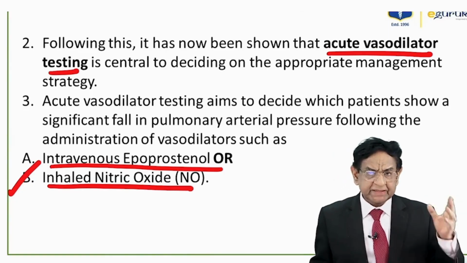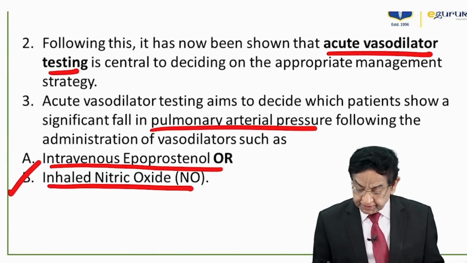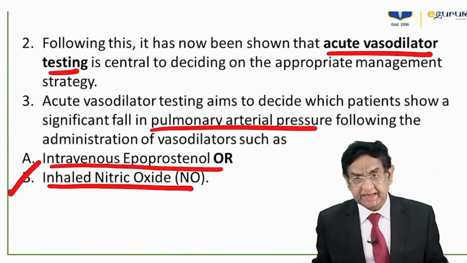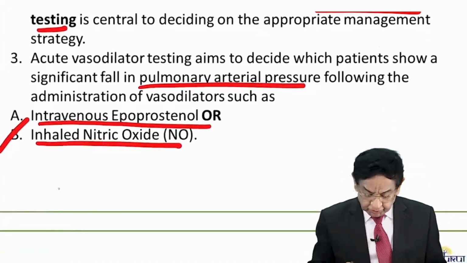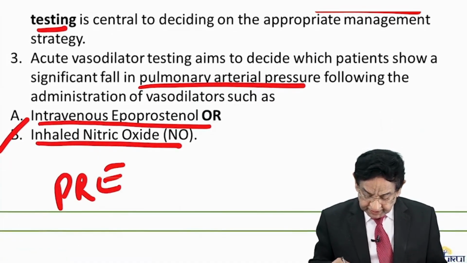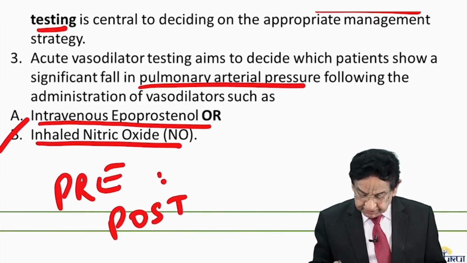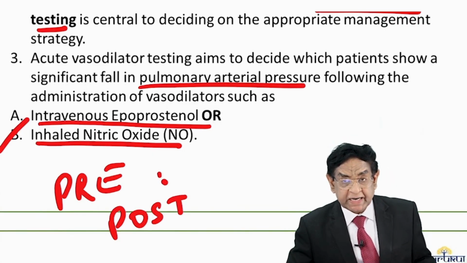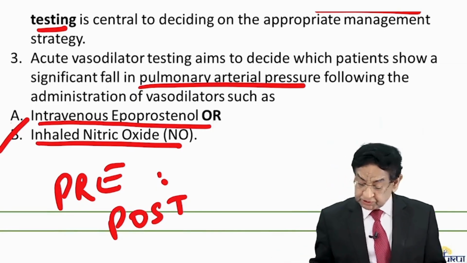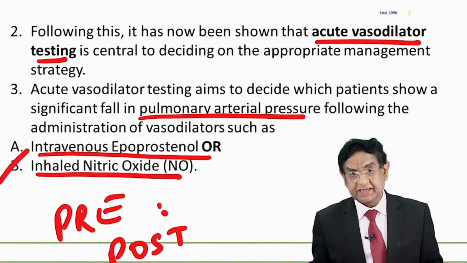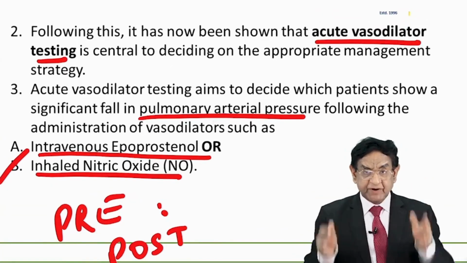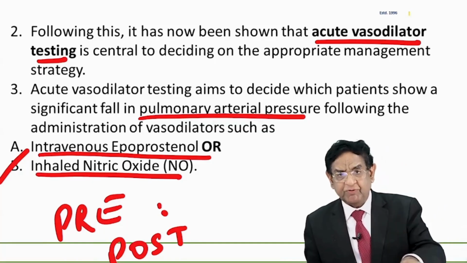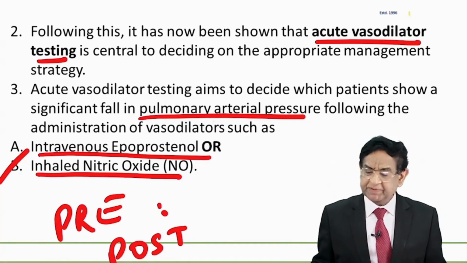So you have checked the pulmonary arterial pressure before, and you give this, and again you check the PAH after giving. So we do pre and post testing of the pulmonary arterial pressure. This is the so-called acute vasodilator testing. Now pressure may fall or pressure may not fall. Test is positive means the pressure falls. Test is negative means pressure is not falling.